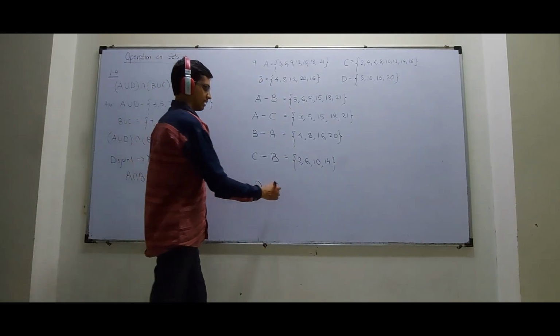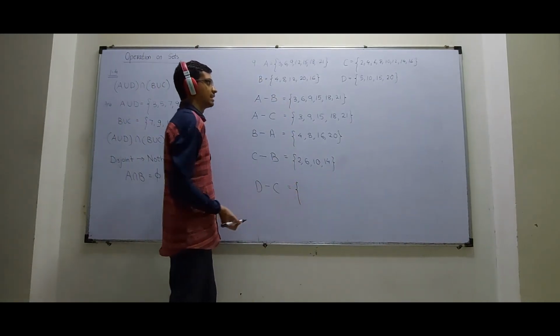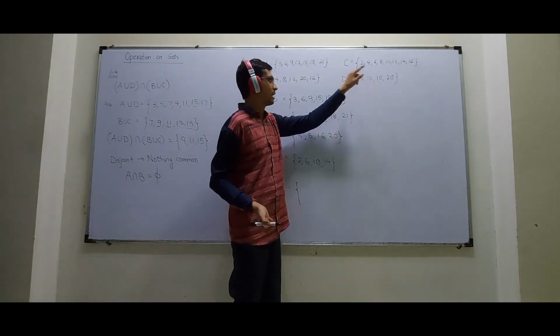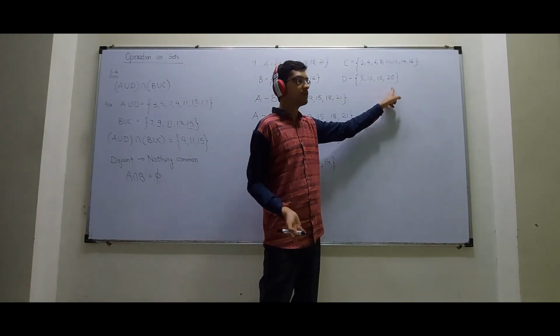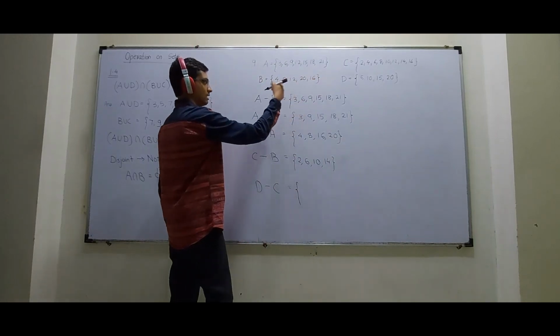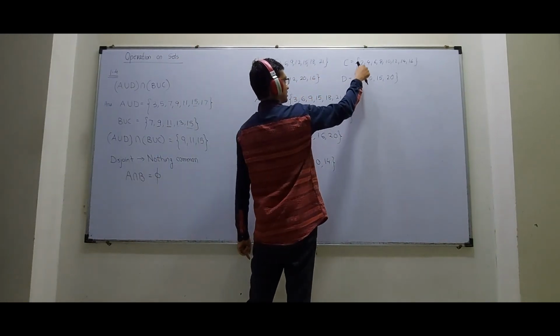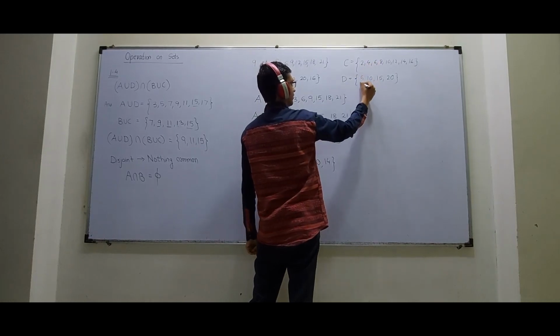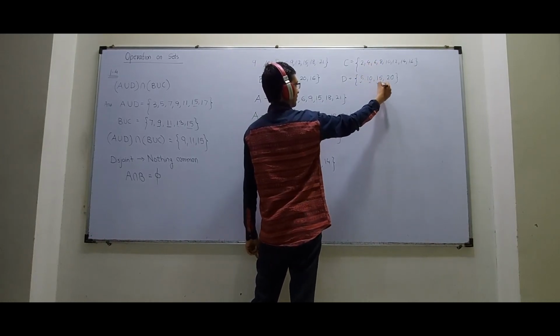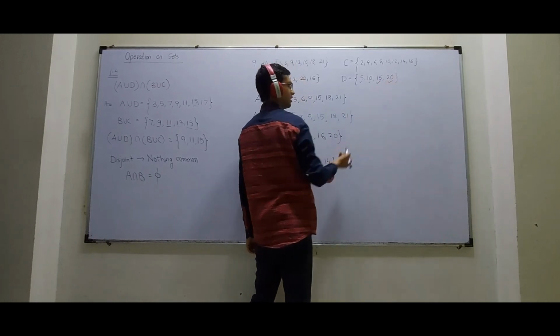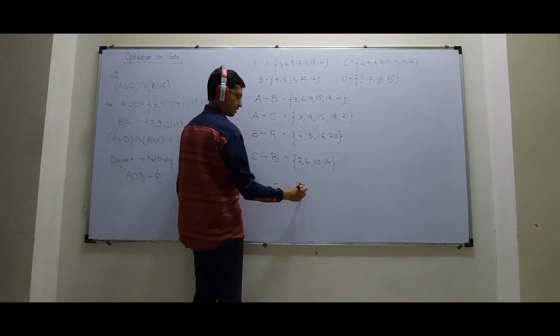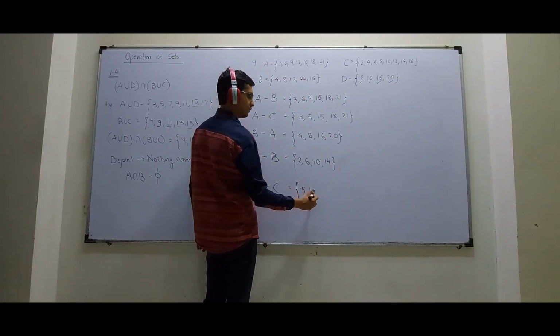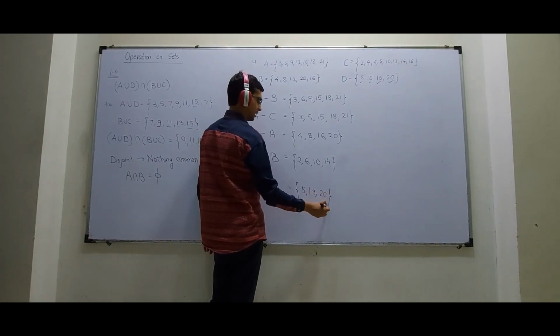Correct. Last D minus C. So D minus C means the answer will come from these four. 5, sorry, here D minus C. 5 is not present. 10 is there so leave 10. 15 is not there, I will take. 20 is not there, I will take. What will come? 5, 15, 20. Okay.